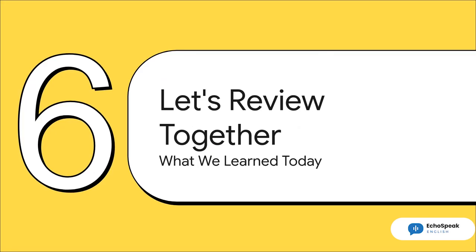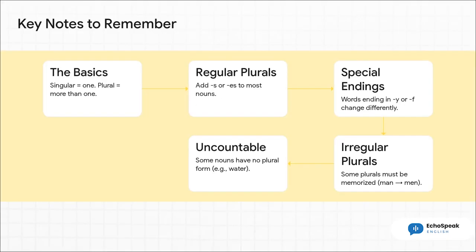Wow, we have covered a ton of ground today. And seriously, you did an amazing job. Let's just do a super quick recap of everything we've learned. Okay, so we started with the simple idea of one versus many. Then we learned the easiest rule in the book, just add S or ES.